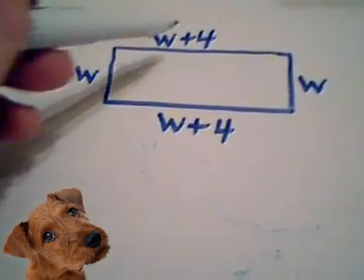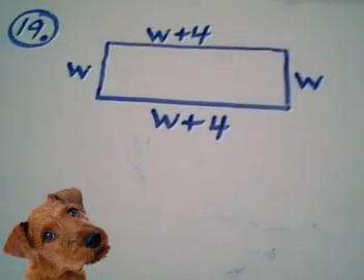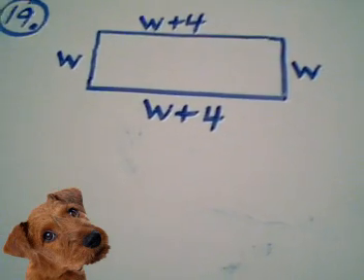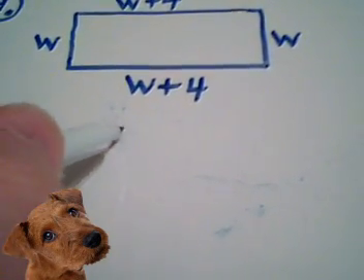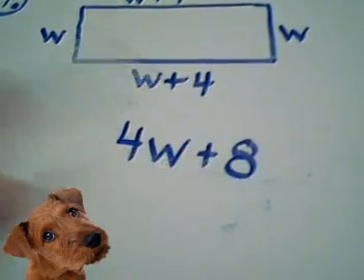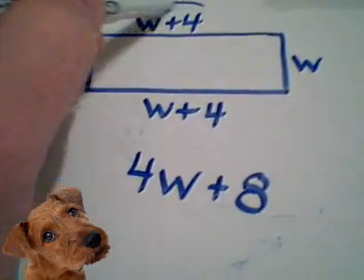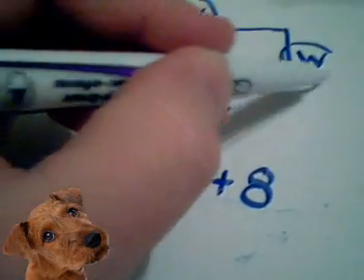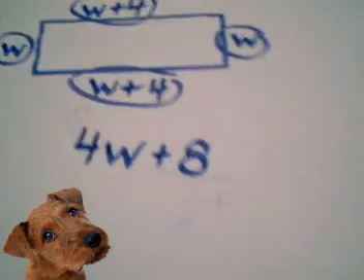So look at this rectangle. 1, 2, 3, I've got 4W, and then 4 plus 4 is 8. So the perimeter of this rectangle is 4W plus 8. And you see how I got that is I added these dimensions together. Became 4W plus 8.